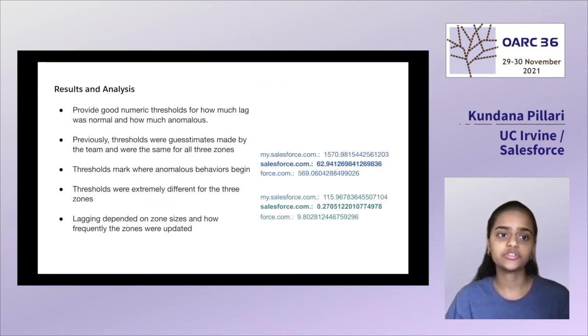As I mentioned before, the main goal of this project was to provide good numeric thresholds for how much lag was normal and how much lag was anomalous. This was important because previously the thresholds were guesstimates made by the team, and they were the same for all three zones. But the output from the model clearly shows that the anomalous behavior for all three zones is extremely different, and it depends on the zone sizes and how frequently the zones were updated.